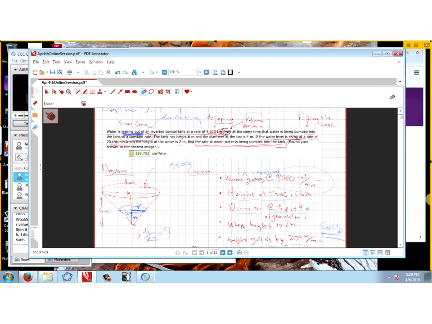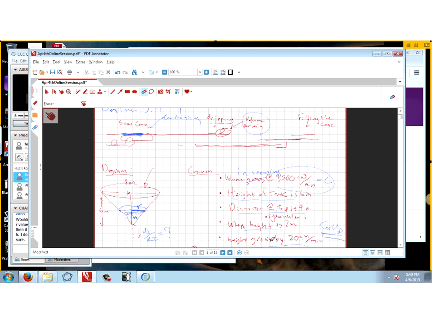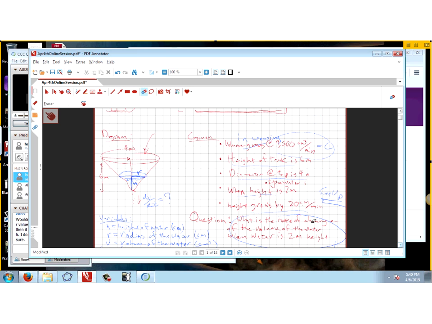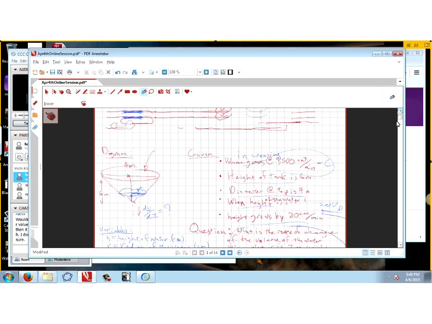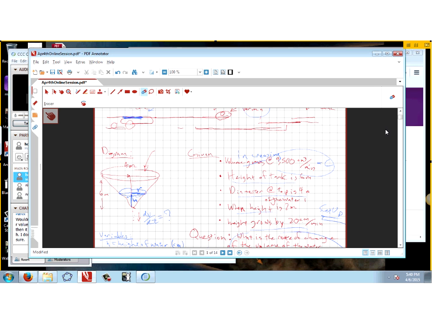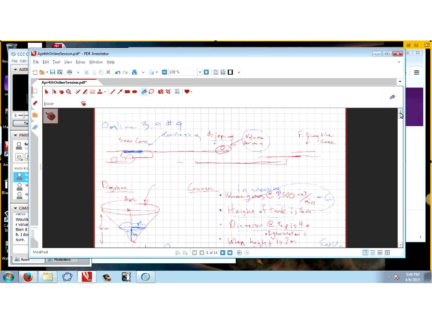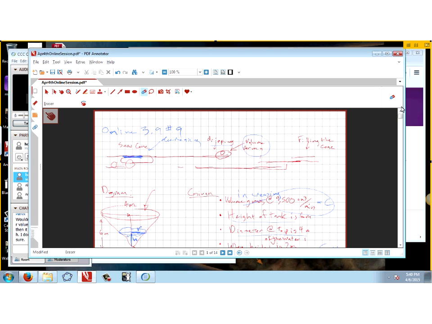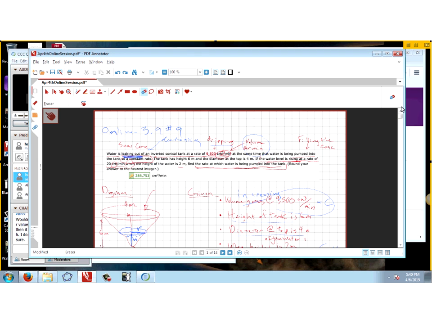So what it's saying is water is leaking out at this rate, which is what we're going to call C. And I put that in the wrong place, because what I'm looking for is the rate of change of the volume of the water when the water is 2 meters height. The rate of change of the volume of water. Okay, so we know that, oh, right. I'll try to make another video on this one, but it's like this.